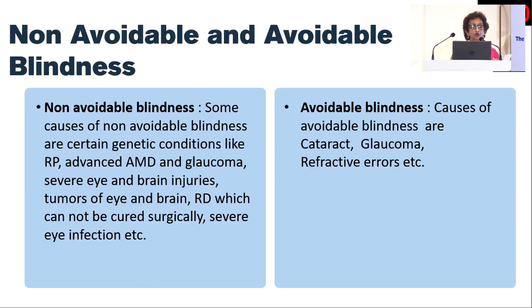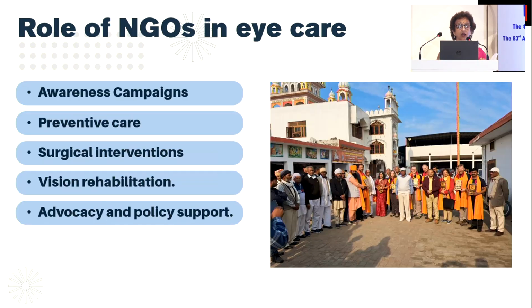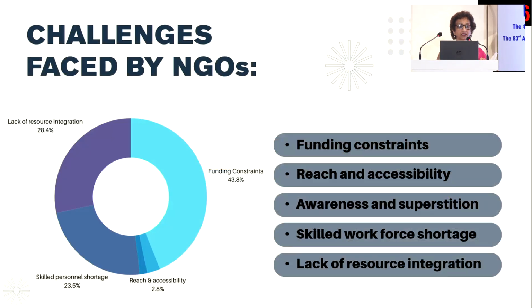So, blindness is of two types, non-avoidable and avoidable. Some of the causes of non-avoidable blindness are certain genetic conditions like retinitis pigmentosa, advanced AMD, glaucoma, severe brain and eye injuries, tumors, etc. Whereas major causes of avoidable blindness are cataract, glaucoma, refractive errors. Now, NGOs have a great role in eye care. They arrange awareness campaigns. They are responsible for preventive care, they take care of surgical interventions, and visual rehab, and advocacy and policy support is their mainstay.